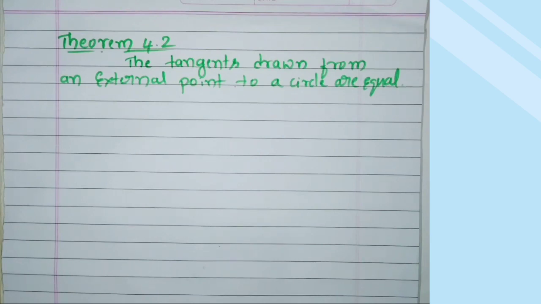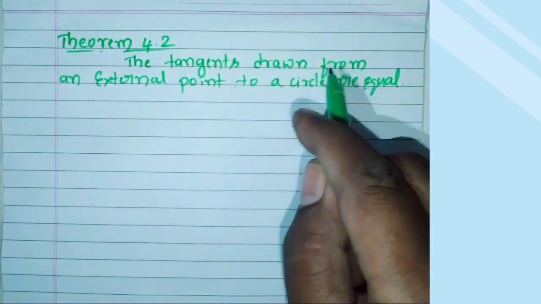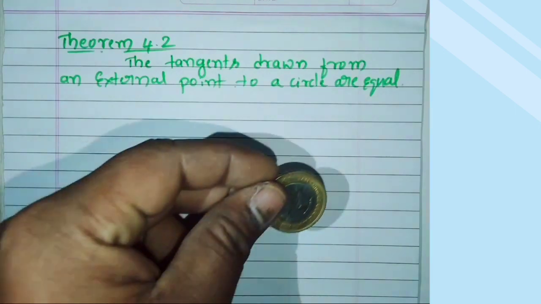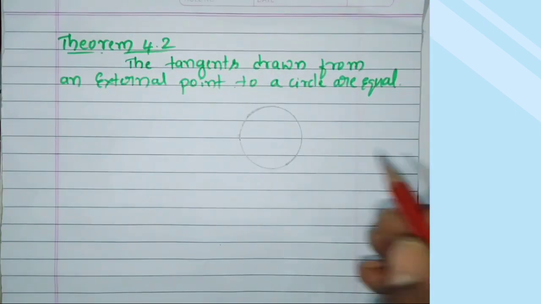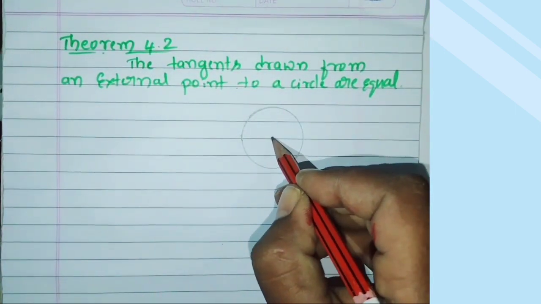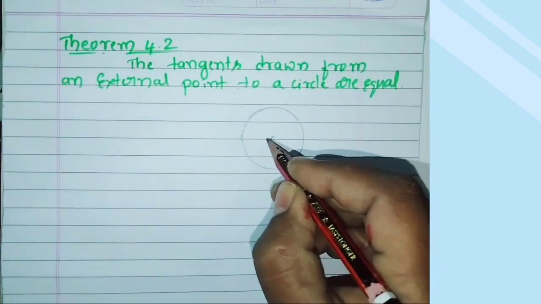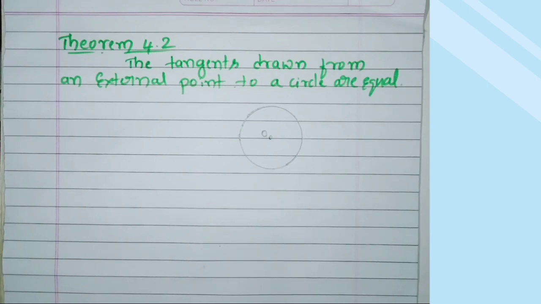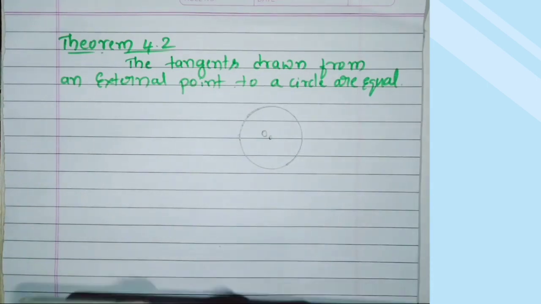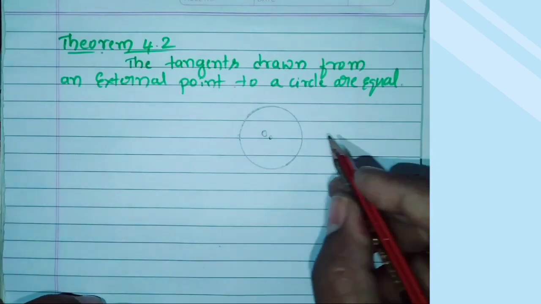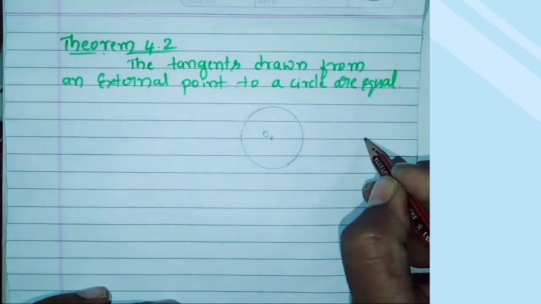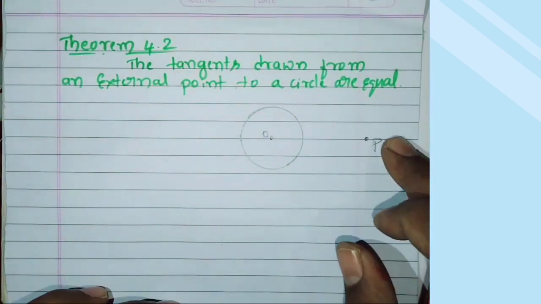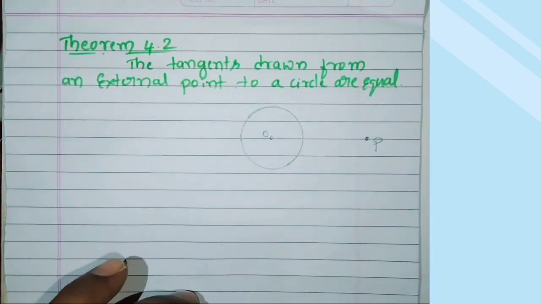This is a very easy theorem, my dear. Tangents drawn from an external point to a circle. Okay, so first I have to draw a circle. O is called the center of the circle. Now outside of this circle, mark an external point, that is P. P is called the external point, right?